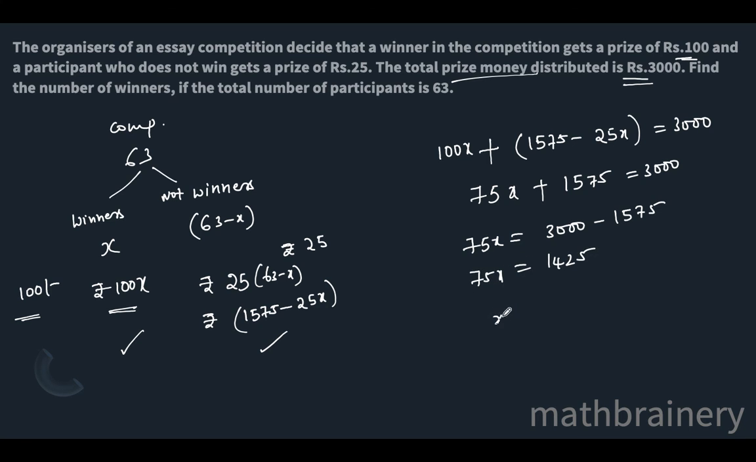75x is equal to 1425. That means your x must be 1425 upon 75, which is 19. So the total number of winners is x, that is, there are 19. So x must be 19. So there are 19 winners in this competition.